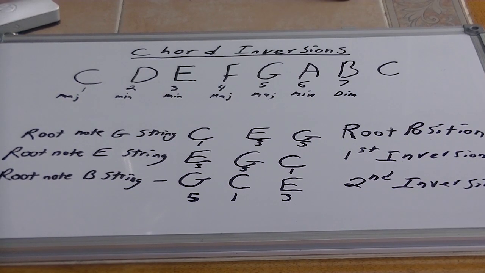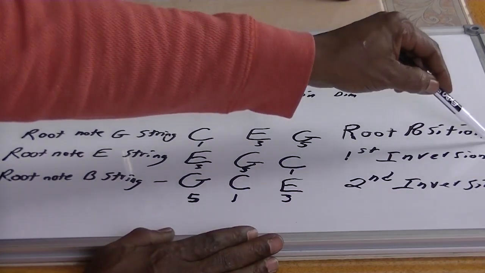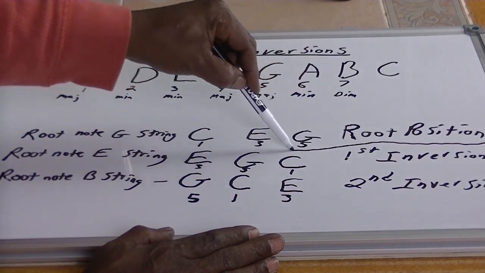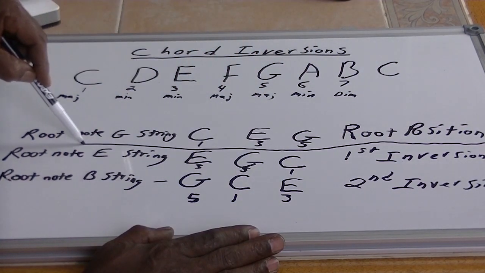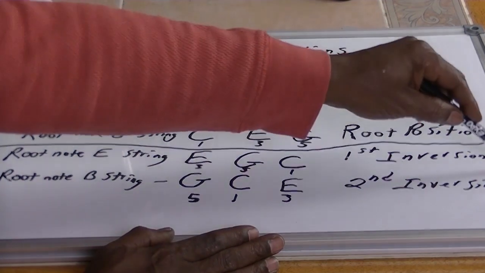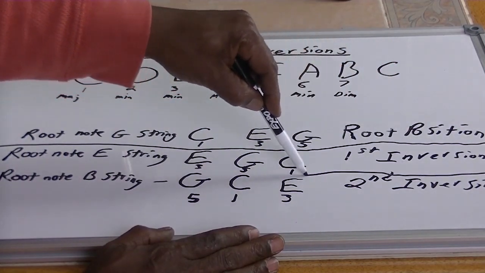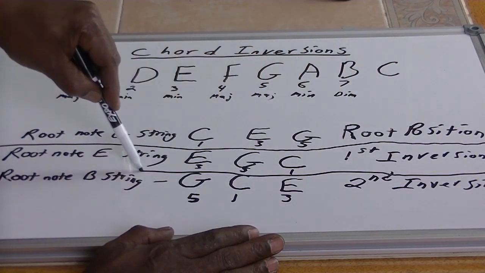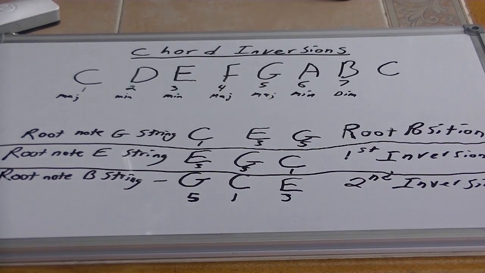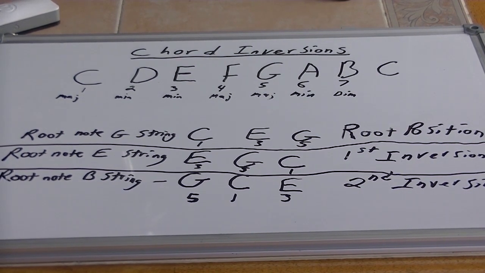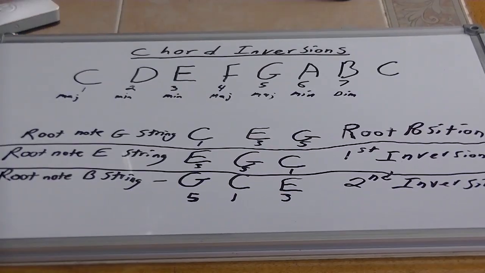So as you can see, let me see if I can draw some lines here, and hopefully I won't make it worse than it already is. So what you can see is we have 3 separate fingerings, and each chord fingering represents an inversion. So that's basically it. That's it for the lesson.